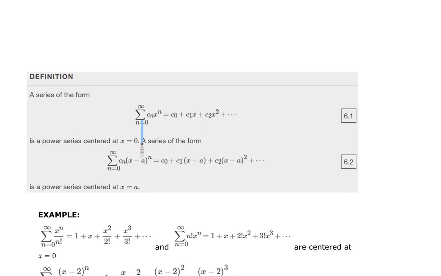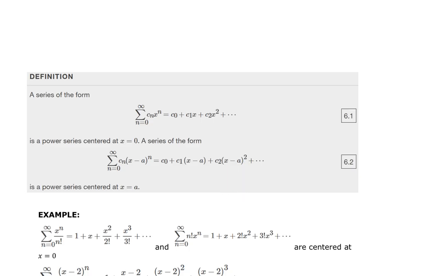So here is how we are going to formally define a power series. N equals 0 to infinity of c sub n x to the n, and it starts out with a constant c naught plus c1 x, c2 x squared, and it continues. A power series is centered at 0 in this case, and if it is not centered at 0, it will have this form: n equals 0 to infinity of c sub n times x minus a raised to the n, which is equal to c naught plus c1 times x minus a plus c2 times x minus a squared, etc.